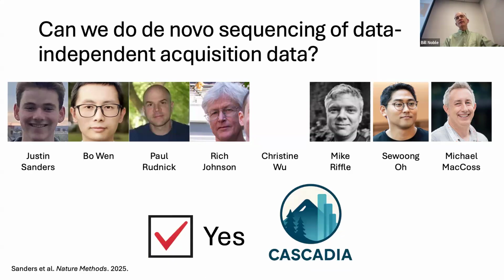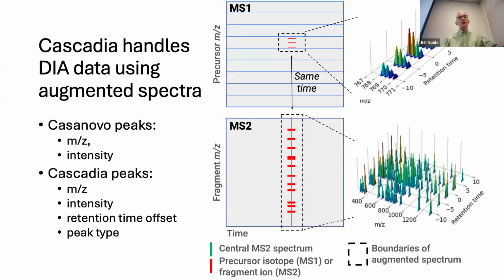It's called Cascadia, and it does work for this. And the main concept was to generalize the notion of a spectrum. So we're again going to do a transformer architecture. It's very similar to Casanovo. And the main difference is how do we represent the input?